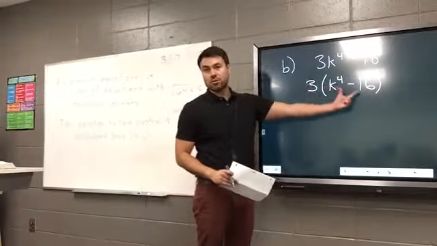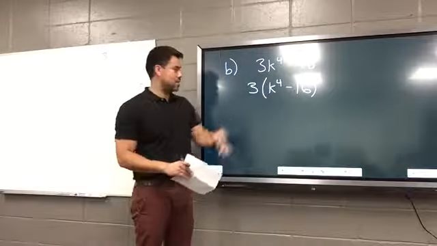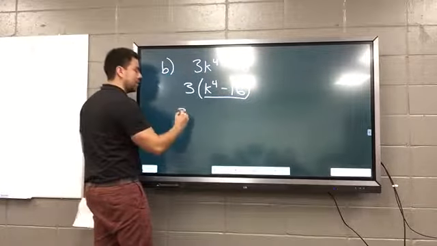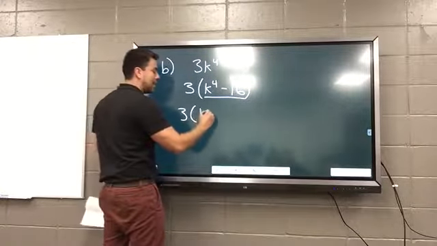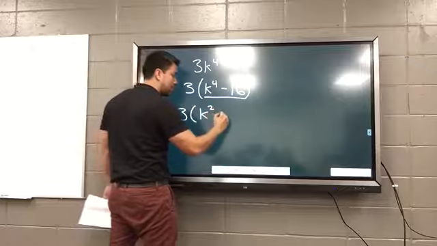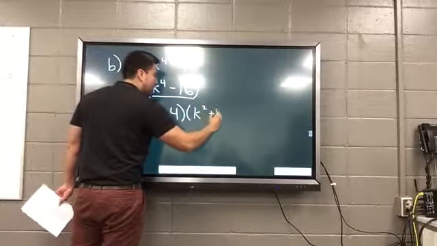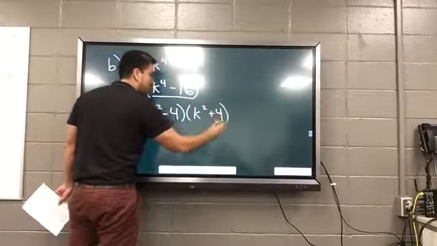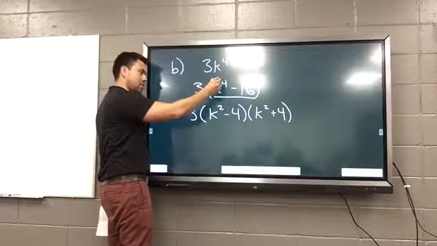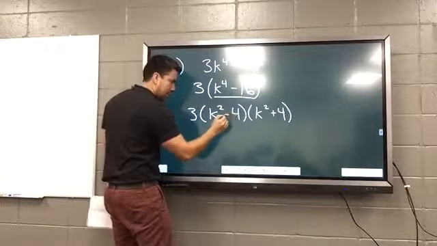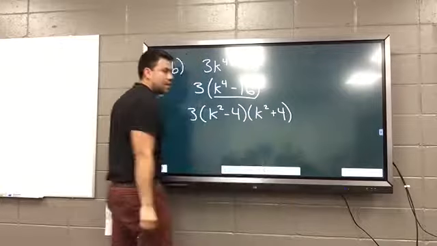Is this a difference of squares? Yes. So I'm going to factor this out even more. So I got my 3, I got my k squared minus 4, k squared plus 4. Do you guys remember how to do that? So what's the square root of k to the 4th? k squared. What's the square root of 16? 4. So I got the minus and the positive version.